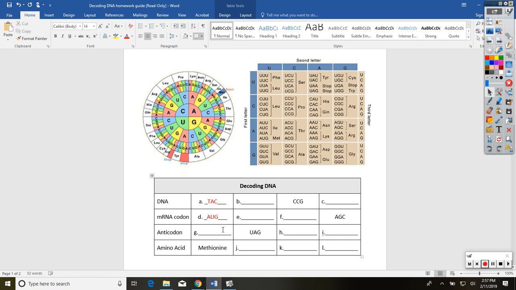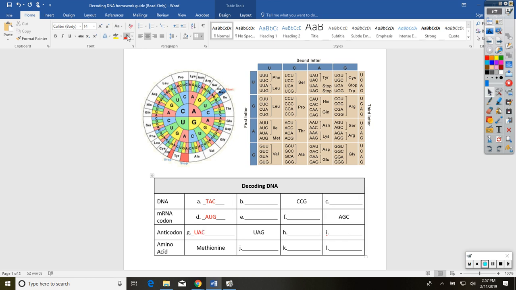For the anticodon or the tRNA, again, we're just basing that off of the mRNA. So what pairs with A? U pairs with A. What pairs with U? A. And what pairs with G? C.